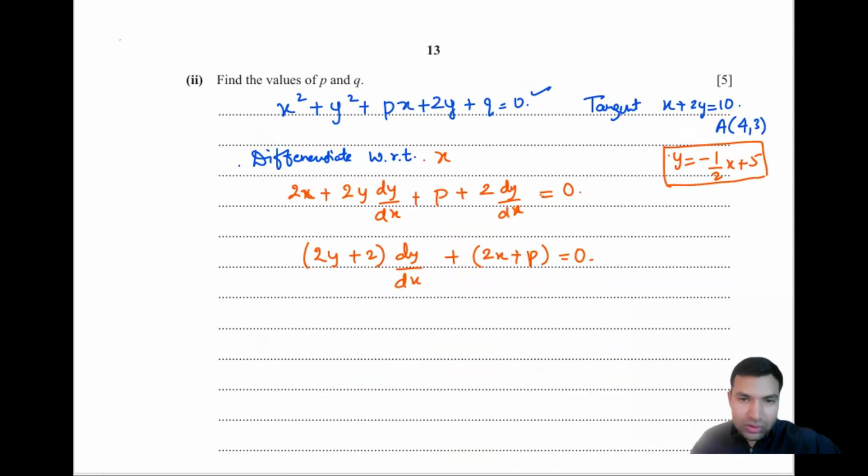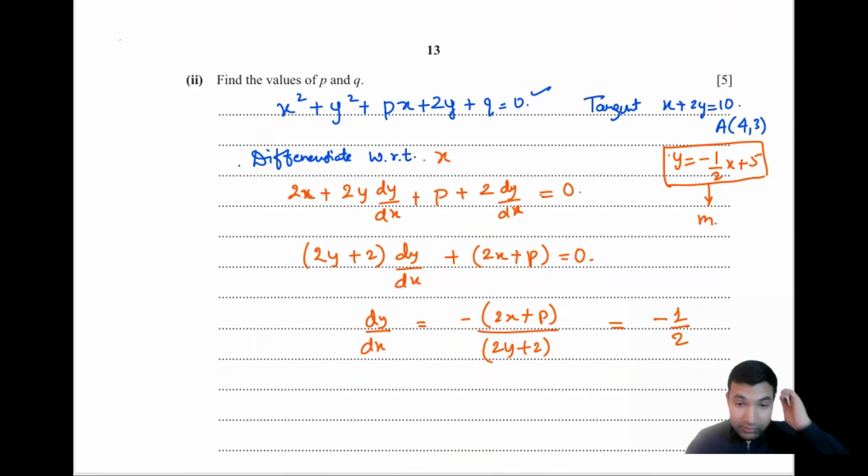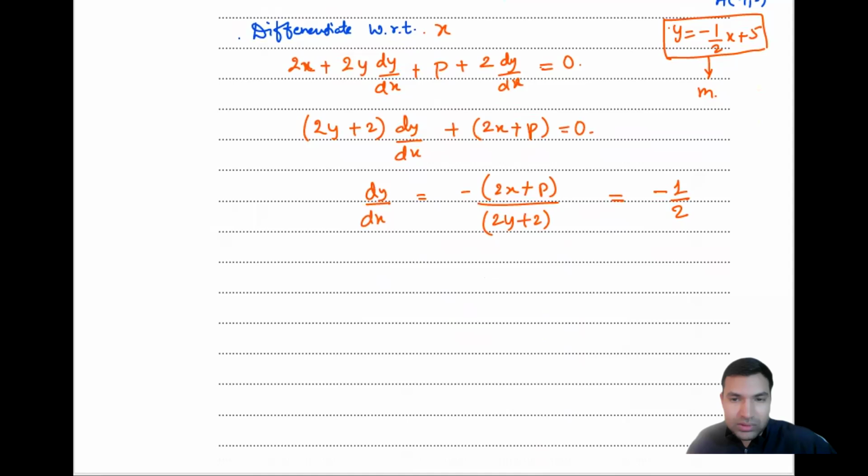So dy by dx of the curve gives you what? The slope of the tangent, right? The dy by dx, which is nothing but negative of 2x plus p over 2y plus 2. This thing is basically equal to the slope of the tangent, isn't it? Which we know is the slope of the tangent. So dy by dx, when we differentiate the curve itself, we get the slope at that particular point.